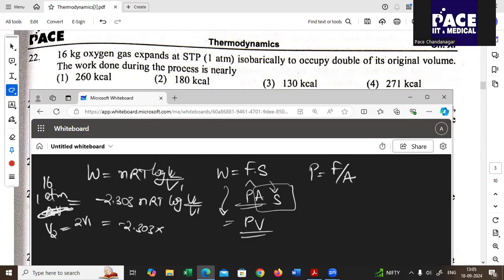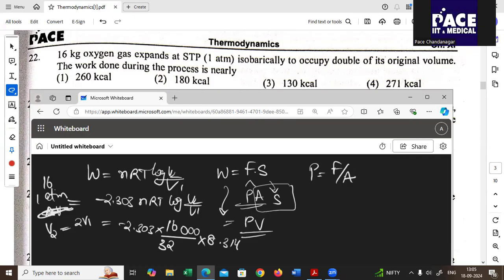N stands for the number of moles. Number of moles is 16,000, we have to take, because it is 16 kilograms. Number of moles is given mass by molar mass in grams, so it is 16,000 by 32, times the R value. Take your R value as 8.314, because we are talking about joules and work.